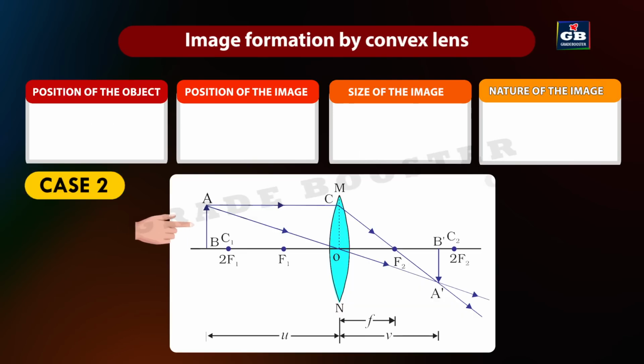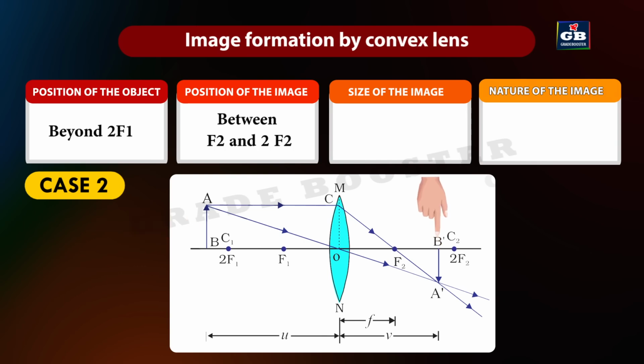If the position of the object is beyond 2f1, the position of the image will be between f2 and 2f2. The relative size of the image is diminished. The nature of the image is real and inverted.